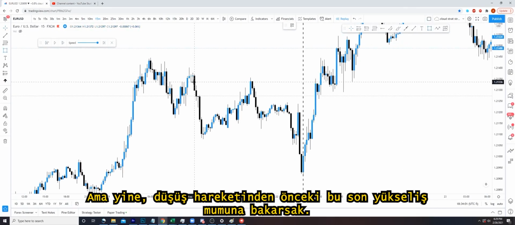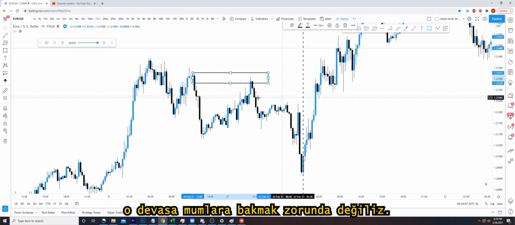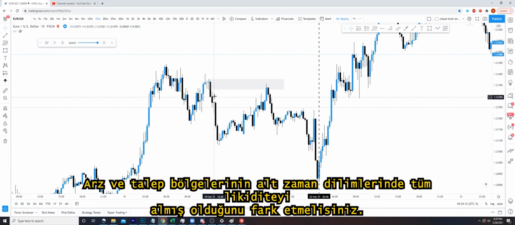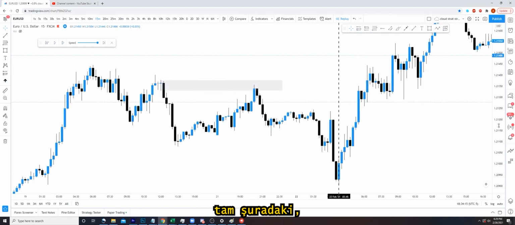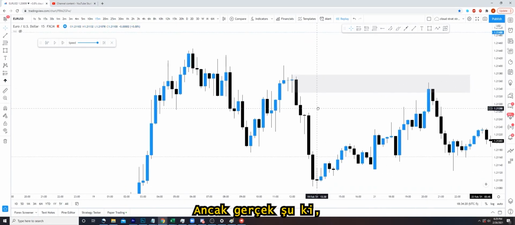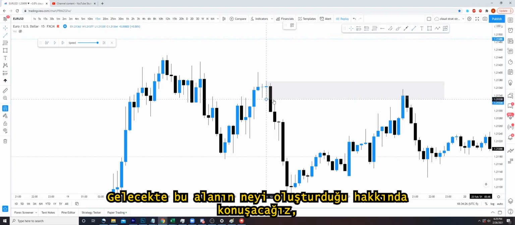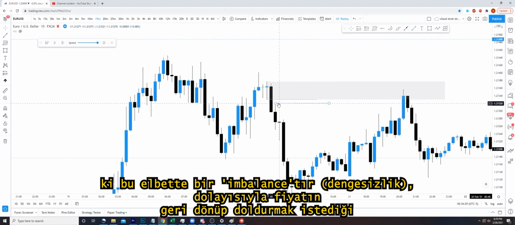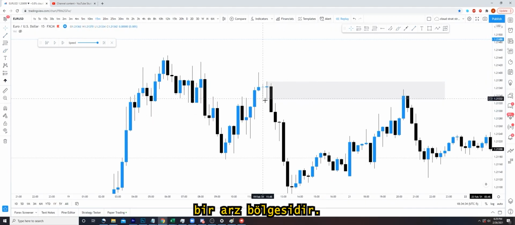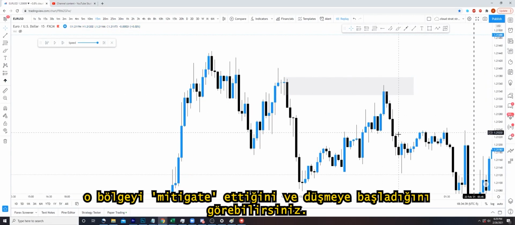But again, if we look at this last up candle before the down move, we don't have to be looking at the huge candles that took out liquidity. You have to realize that supply and demand zones have taken out liquidity on lower time frames. So even in this case, this up move before this real down move has taken out the liquidity above this. But the reality is all you need is an up move before a down move that has not been mitigated. In the future, we're going to talk about what this area constitutes, which is, of course, an imbalance, thereby being an inefficiency where price wants to fill back in. But the reality is it's just a supply zone that has not been mitigated yet. And that's why you can see when price gets there, it mitigates that zone and begins to fall off.